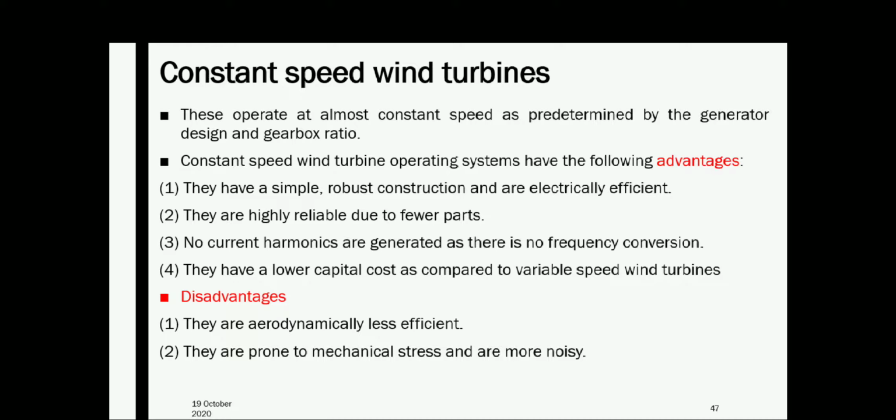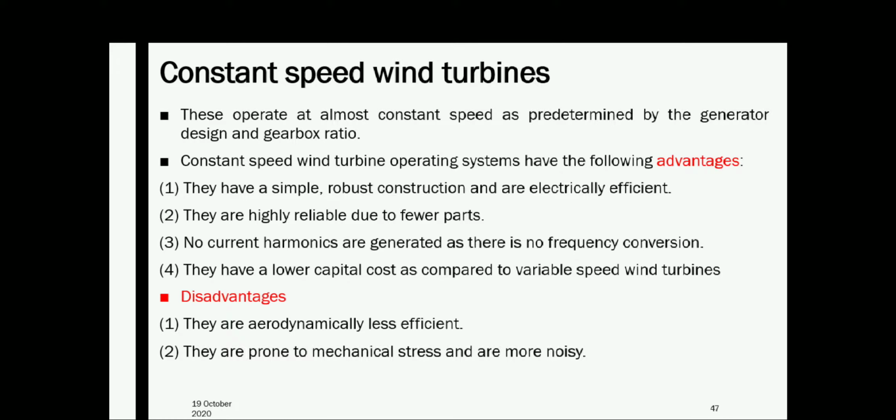Constant speed wind turbines operate at almost constant speed as predetermined by the generator design and gearbox ratio. The control schemes are aimed at maximizing either the energy capture by controlling the rotor torque, or the power output at high wind by regulating the pitch angle. That is known as pitch angle control, in order to tap the maximum power from the wind turbine. According to the control strategy, constant speed wind turbines can again be subdivided into stall regulated turbines and pitch regulated turbines.